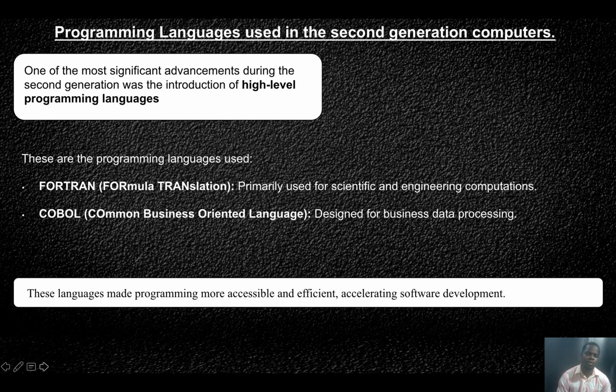And then we have the other one, COBOL, which is the common business-oriented language. That one is designed for business data processing. It was used in banks and big companies for their data processing. It helped them a lot. One thing it did for programmers in those days was that these languages made programming more accessible and efficient, accelerating software development, and now people are using it to develop more and more programming languages.